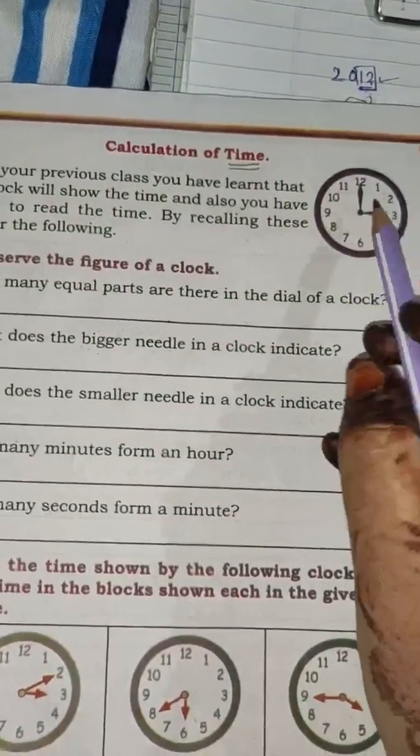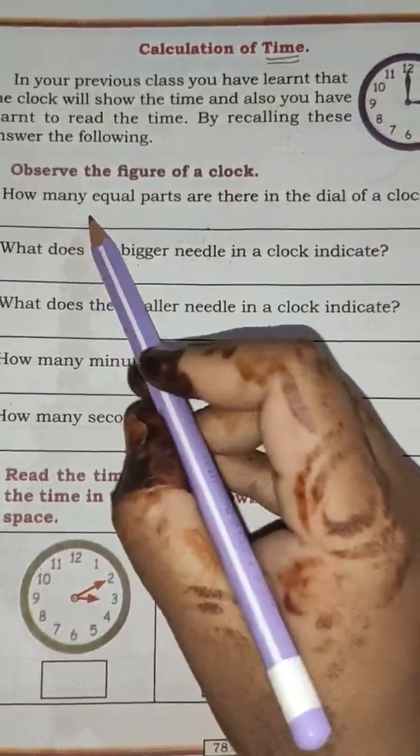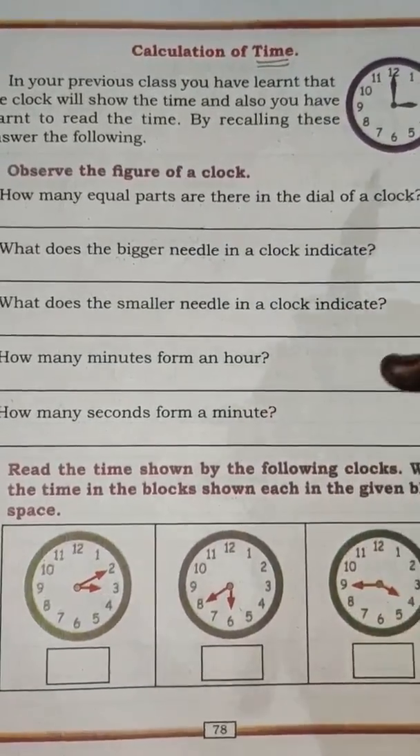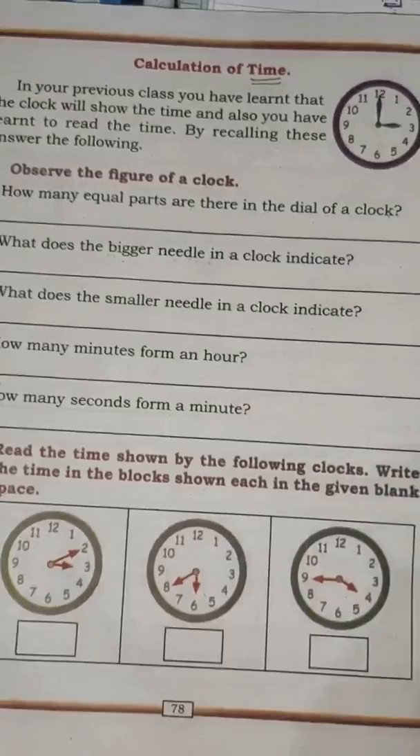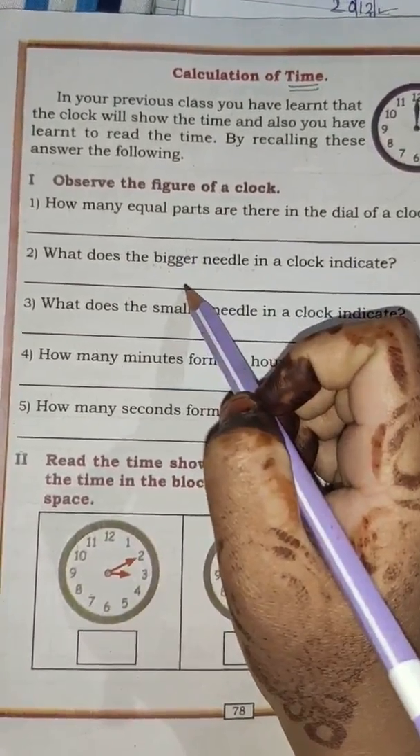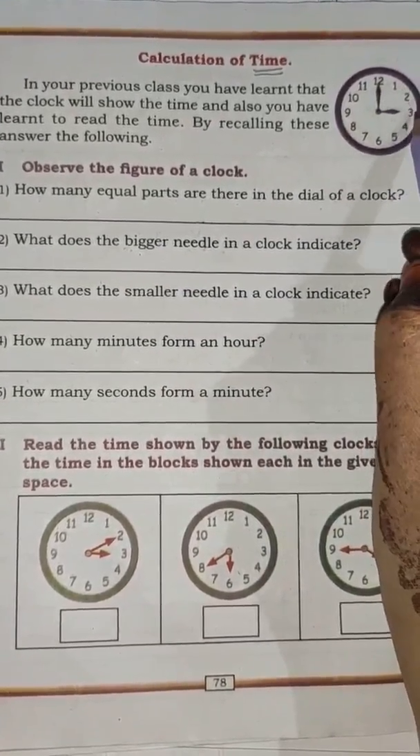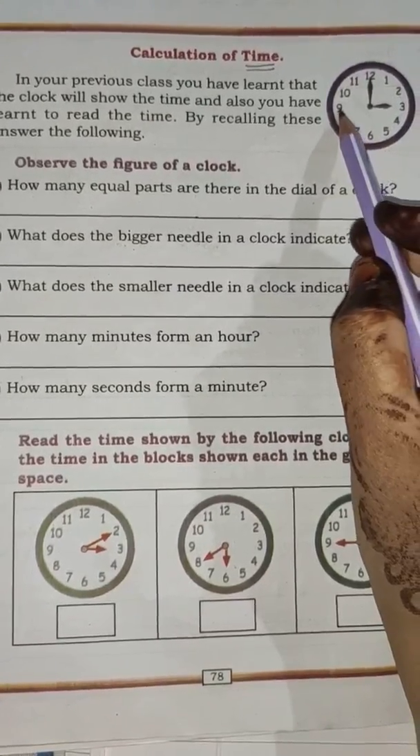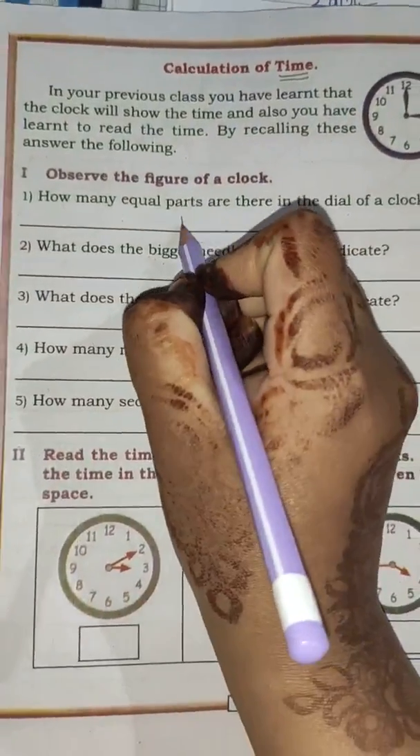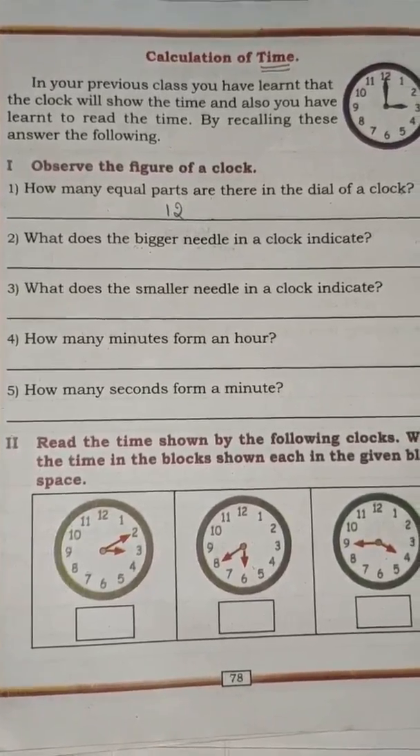So children, by observing this figure of a clock, you have to answer some of the questions which are given here. How many equal parts are there in the dial of a clock? You can see how many equal parts there are. 1, 2, 3, 4, 5, 6, 7, 8, 9, 10, 11, 12. Yes, there are 12 equal parts in the dial of a clock.